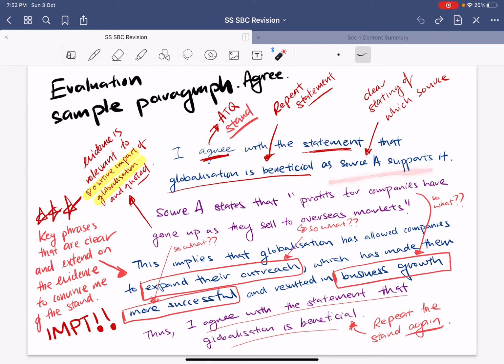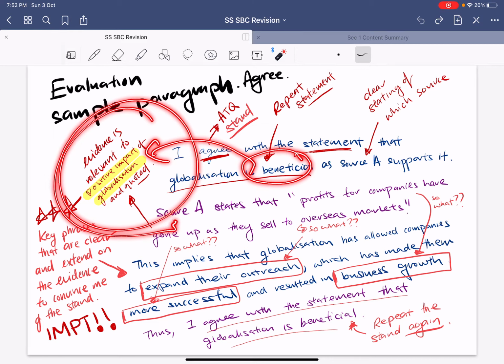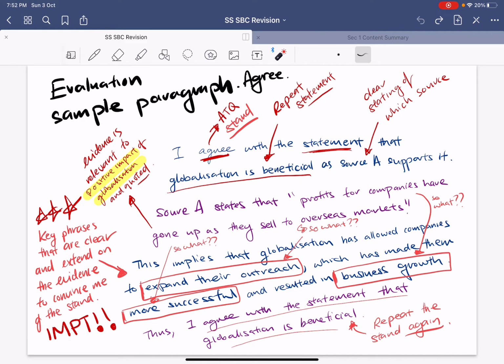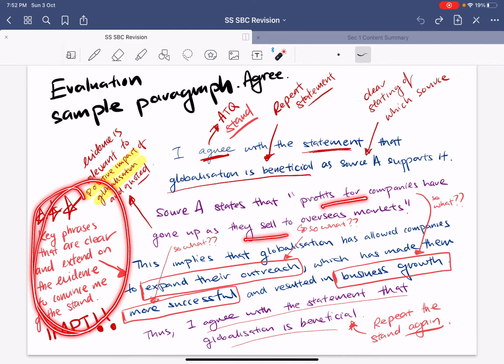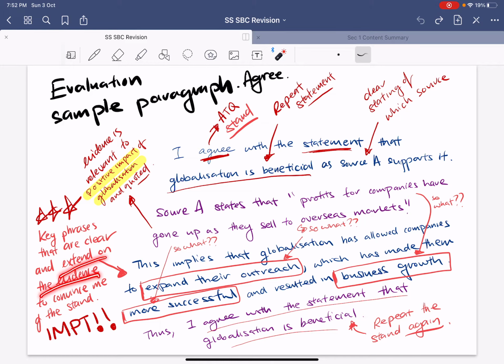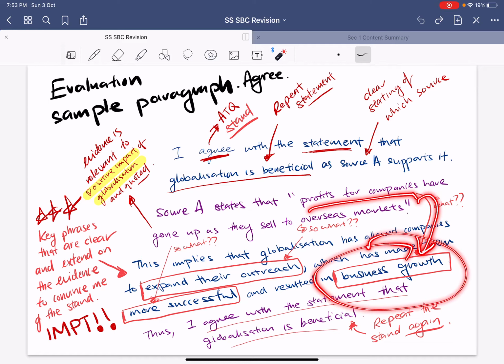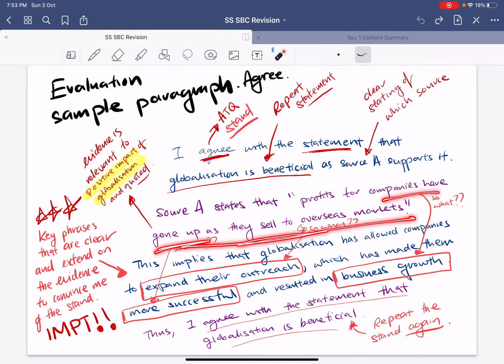So bear in mind, when you're talking about beneficial, it means something positive. It means your evidence has to link to something positive. So the evidence here says there's profits you can make by selling to overseas markets. Here's my relevant evidence, and then my explanation again. Use key phrases that are clear and extend upon the evidence to convince me of your stand. For example, here I say profit for companies. So what if there's profits? This implies that there is business growth. Companies have gone up, profits have gone up as they sell to overseas markets.